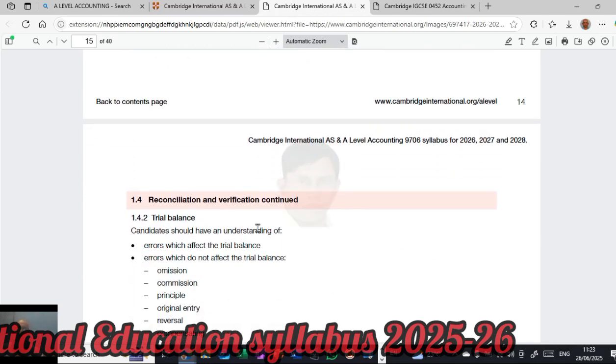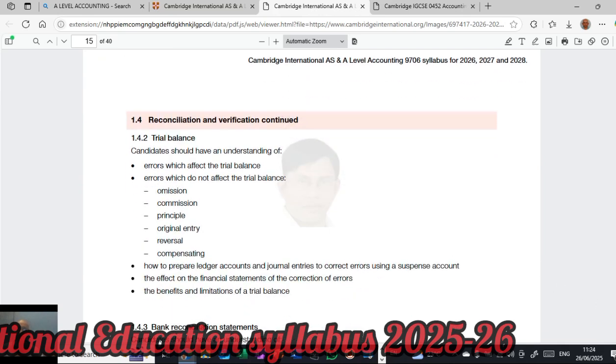So, the trial balance: you should have an understanding of errors which affect the trial balance and errors which do not affect the trial balance: omission, commission, principle, original entry, reversal, compensating. All these things you need to learn in detail, how to prepare ledger accounts and journal entries to correct errors using a suspense account. Then the effect on the financial statements of the correction of errors, and the benefits and limitations of the trial balance.